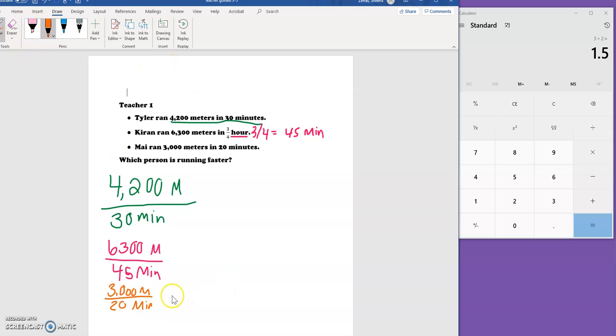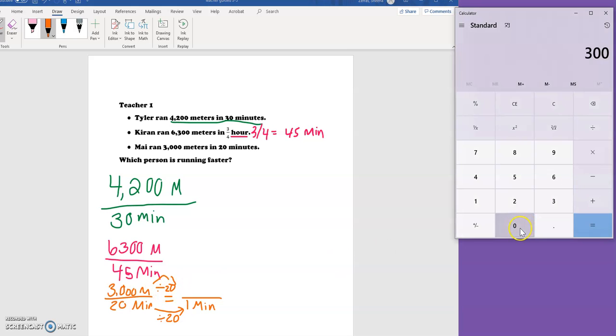Okay, so to find the unit rate, how much for one, we're going to determine how far they can run in just 1 minute. Okay, unit rate means we have 1 as our second number. We are going to divide our original denominator by itself to get 1. We can do this on a calculator. And then if we are dividing the bottom, remember to divide the top. So 3,000 divided by 20, Mai can go 150 meters in 1 minute.